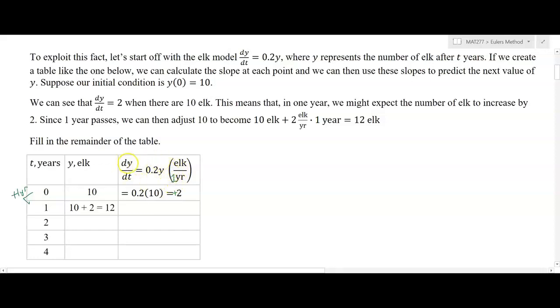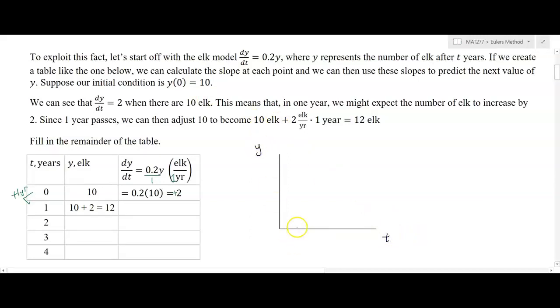This is always going to be in units of elk per 1 unit of time, or units of y per 1 unit of time. The reason is that if you put this over 1, the numerator represents how many elk, which is 2, per 1 year. So 1 year passes, which means I should gain 2 elk. I started off with these 10 elk, and I've gained 2 more over the course of that passing of 1 year. Therefore, now I have 12 elk. I can repeat this process now. So now I've come up with an estimate of the number of elk at time t equals 1.